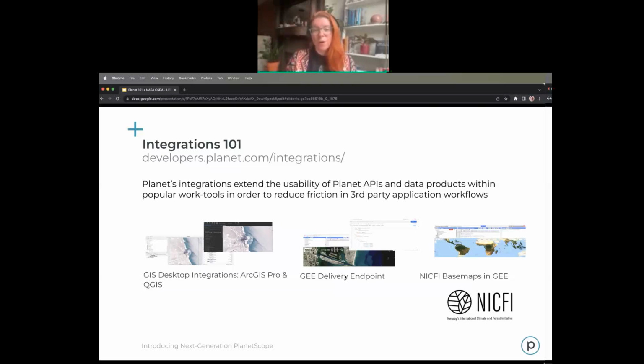These new asset types are also available through our integrations, so QGIS, as well as Google Earth Engine. I didn't have that in the list of access options, but it is another option where we have an integration. The data is not natively hosted in Earth Engine unless you're using base maps through our NICFI program. You do have to download the imagery to wherever your bucket is and then upload it into GEE for the time being, at least.